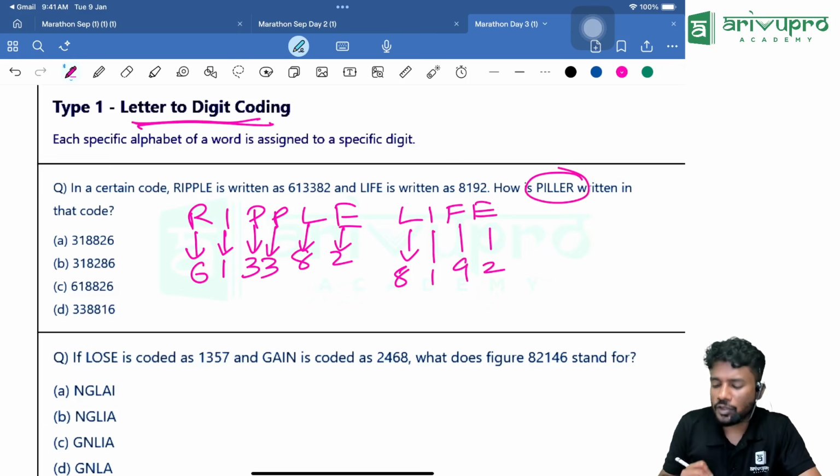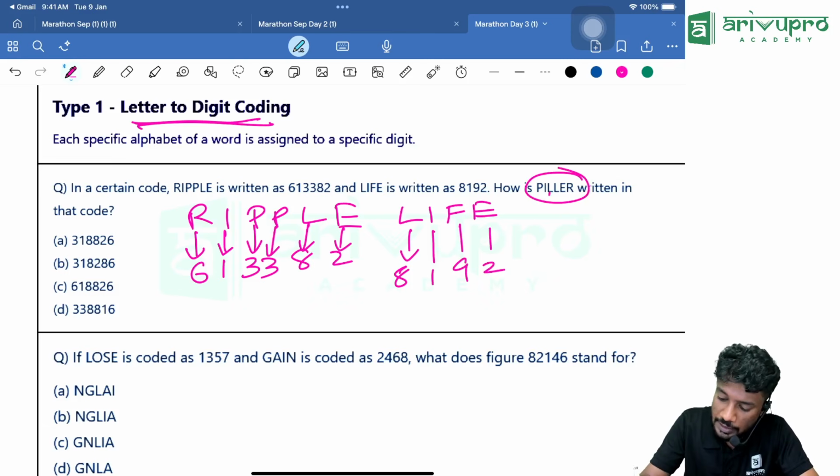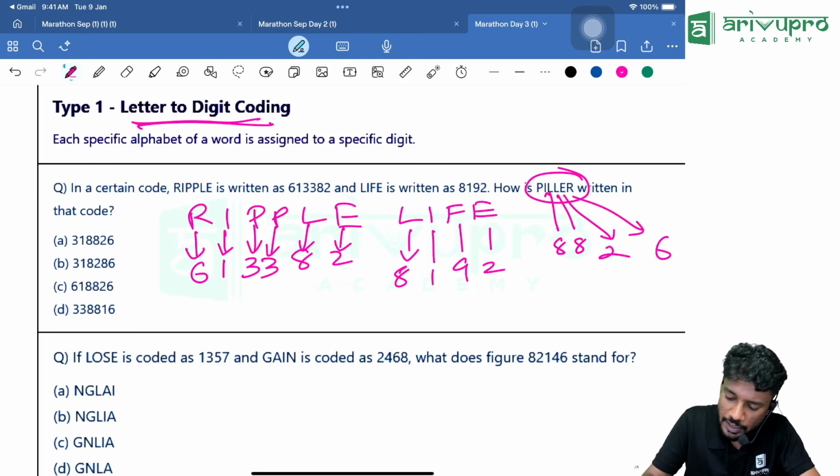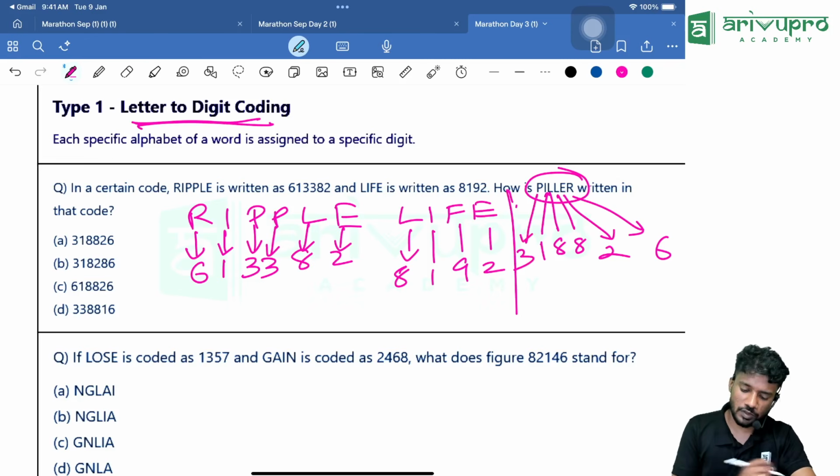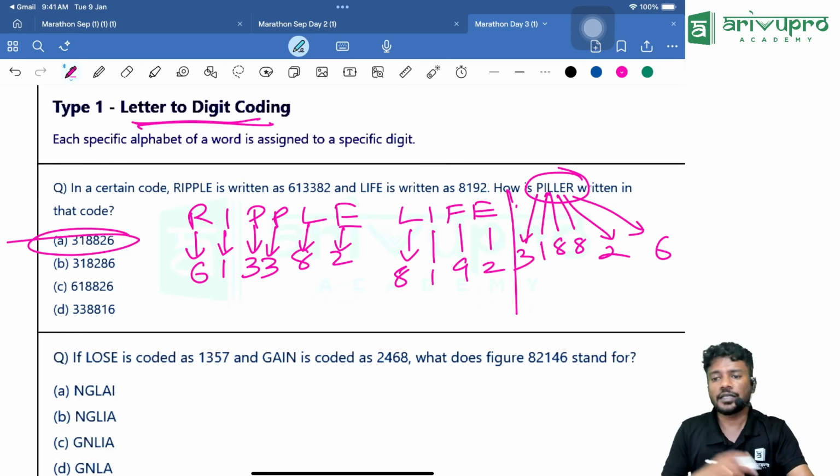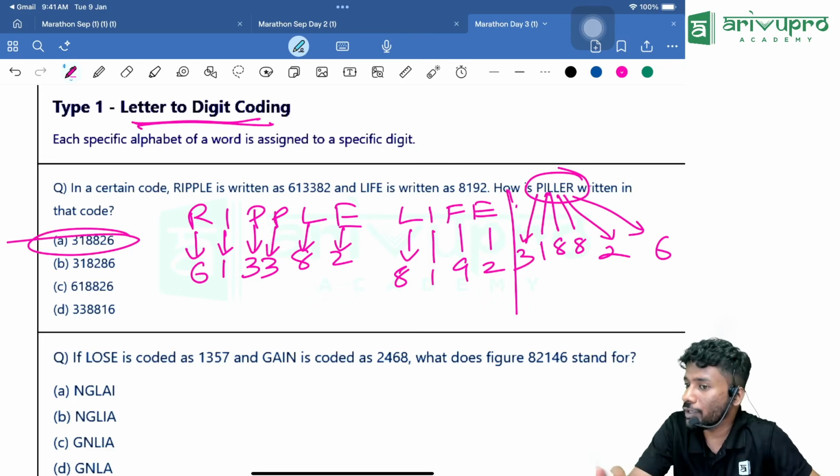Then pillar is coded as what? We know that L is what? 8. Then E is what? 2. Then R is what? 6. Then I is what? 1. Then P is what? 3. So 318826, which is the answer? Option A. Now this is not the method you should follow in exam hall.